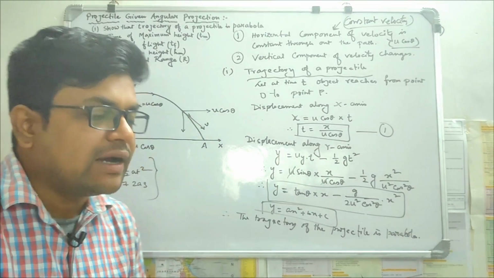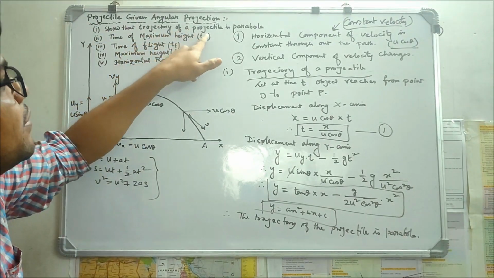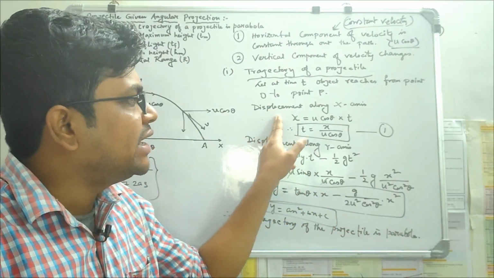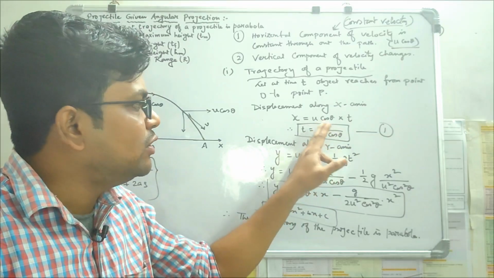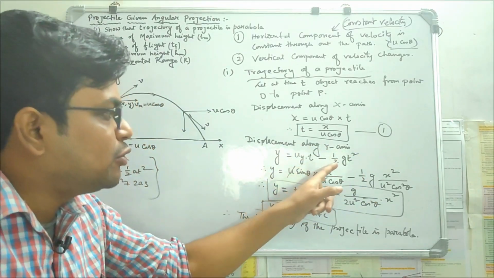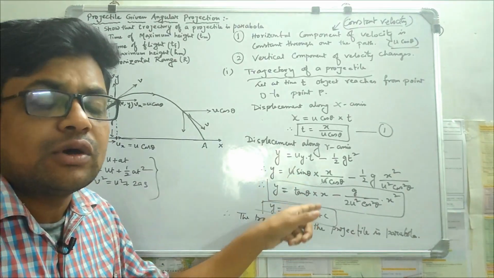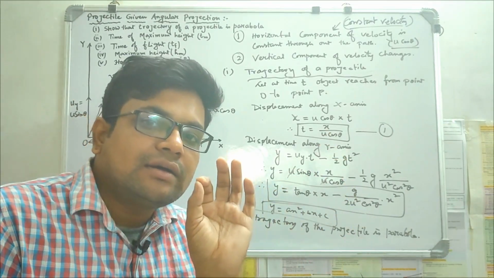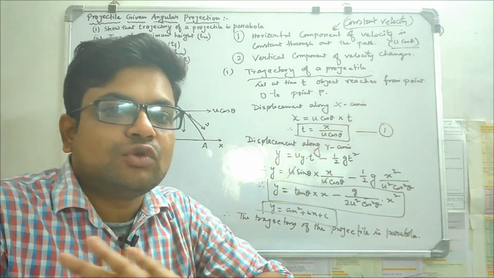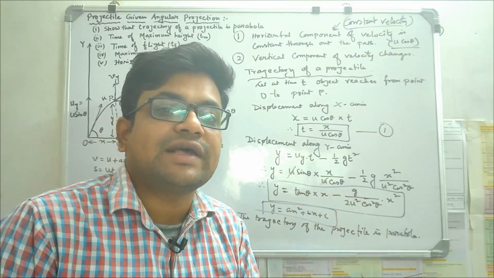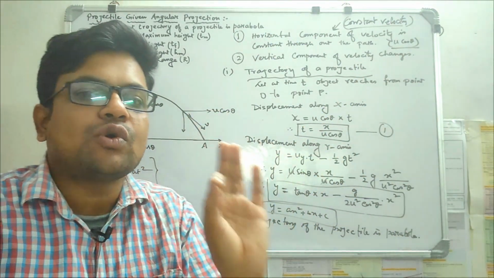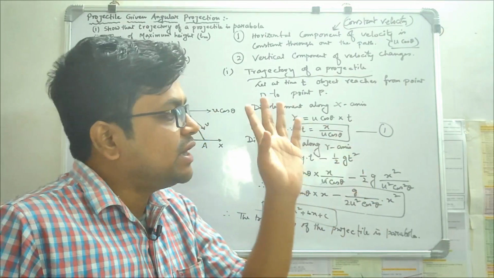So this is all about the first question: show that the trajectory of a projectile is a parabola. This is how you have to show. It's very easy. When we are doing the x-axis component, it is constant speed, so there is no need to use the equation of motion. Only when you are calculating the y-axis component do you have to use the equation of motion, because along the y-axis the velocity changes and acceleration arises. Along the x-axis there is no acceleration, because the object is always moving at constant speed u cos theta. At each and every point u cos theta remains constant.